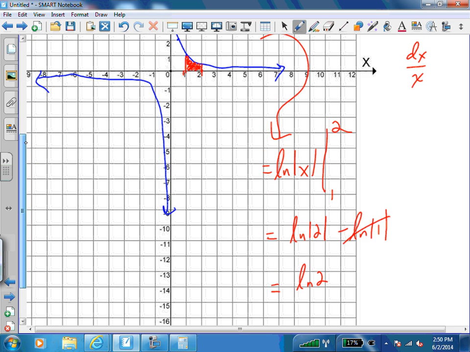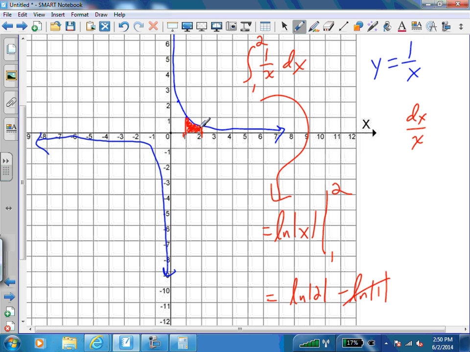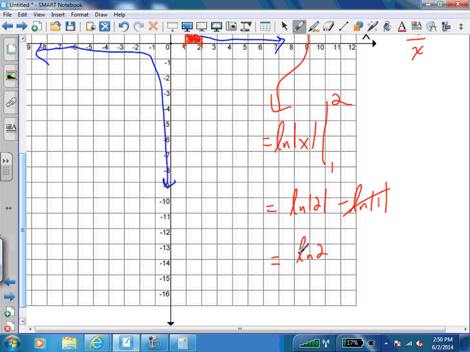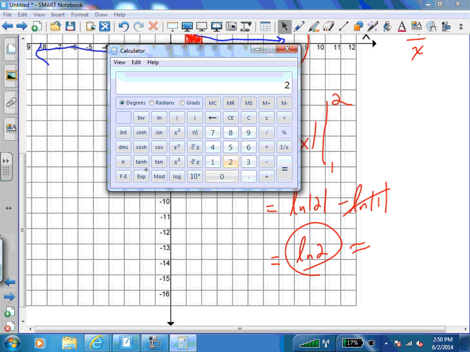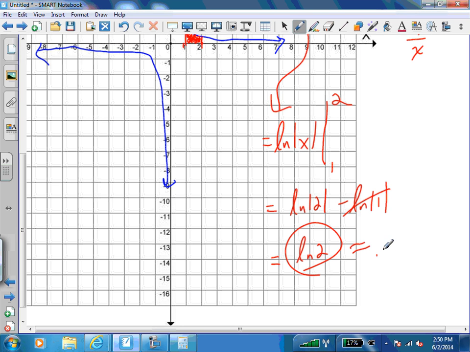So the exact area under the curve there is natural log 2. If you want that as a decimal approximation, that area is approximately 0.69. So just a little reminder of one application of integrals, definite integrals.